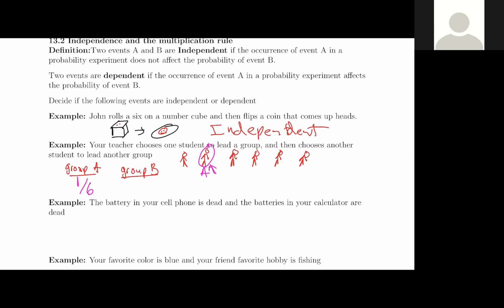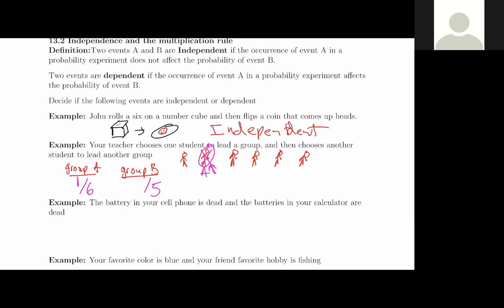No, because that person is picked already. Yeah, because since I already picked that person to lead group A, I really wouldn't want to choose that person to lead group B. You kind of want somebody new. So I'm not going to choose that person. So now, how many people do I have to choose from? 5. You have 5.